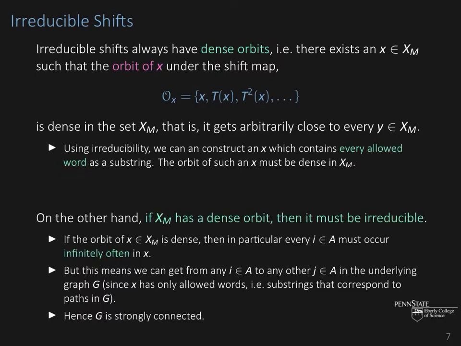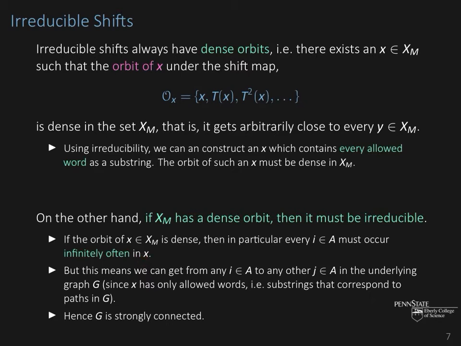But on the other hand, every irreducible shift always has a dense orbit. But on the other hand, one can show that if X_M has a dense orbit, then it must be irreducible. So why is that true? Well, if the orbit of some x in X_M is dense, then by our definition of the metric or the topology, every i in A must occur infinitely often in x.